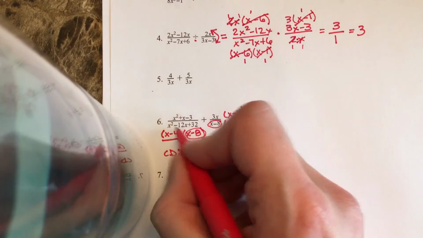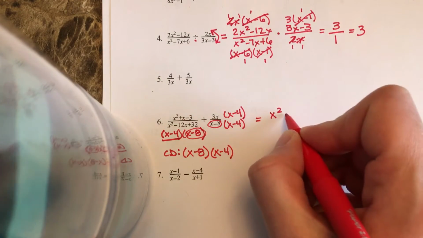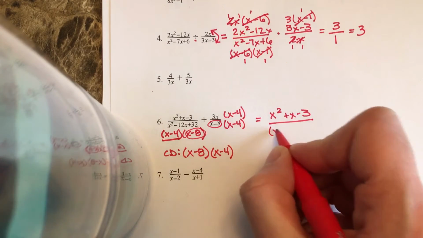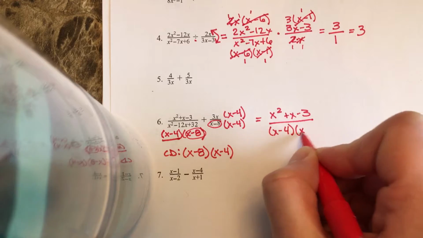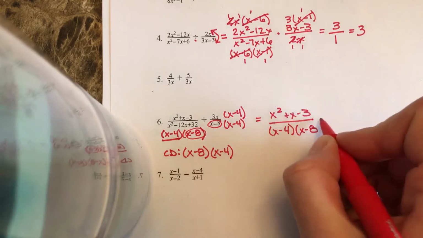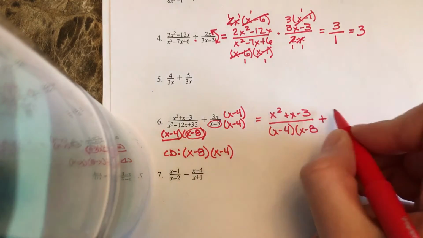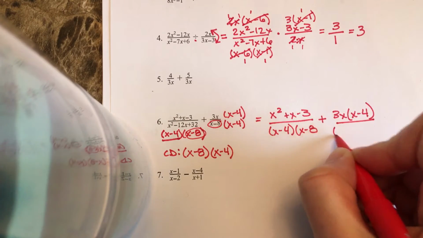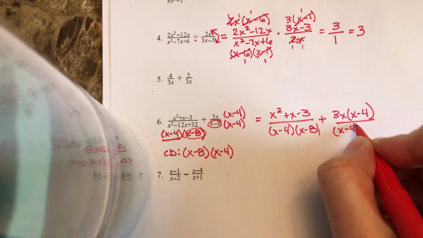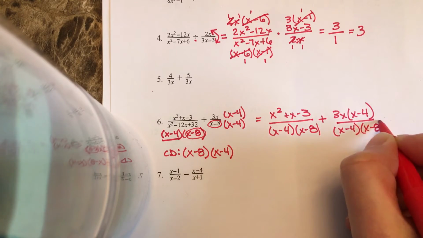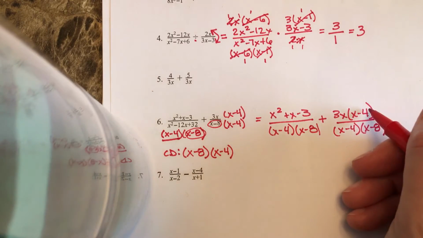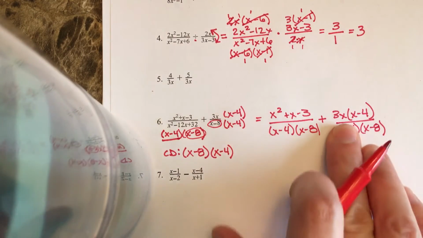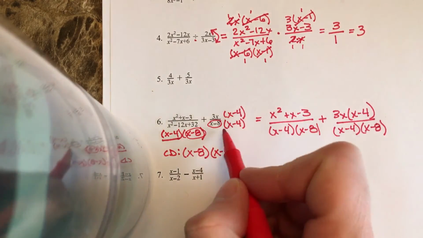So now I have my first term. That's the same, x squared plus x minus 3 over, I'm going to write my common denominator in that factored form, x minus 4 times x minus 8, plus, be careful of your signs, 3x times x minus 4 over x minus 4 times x minus 8. Now at this point, it's really tempting to reduce those factors of x minus 4, but if I do that, I no longer have a common denominator and we're back to square one.